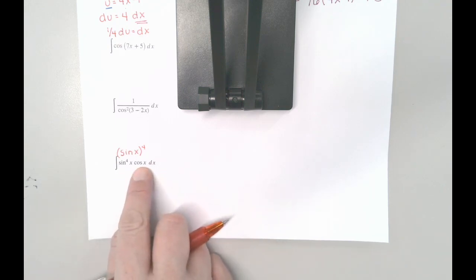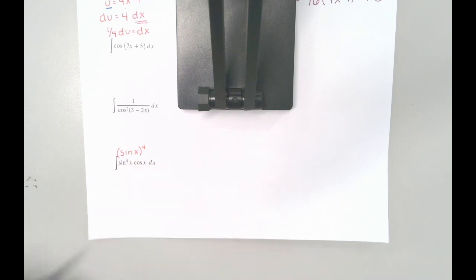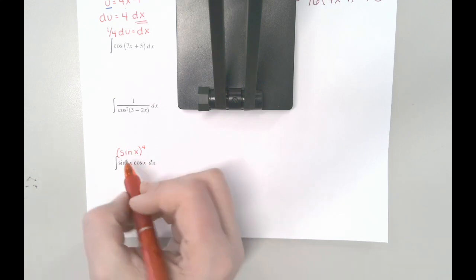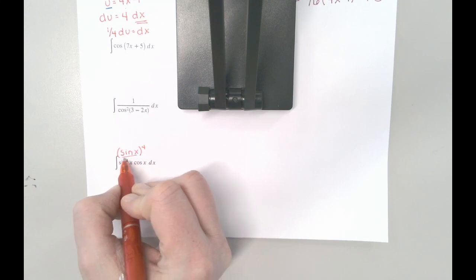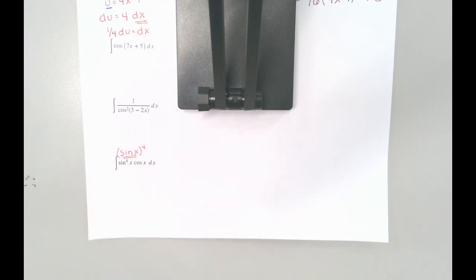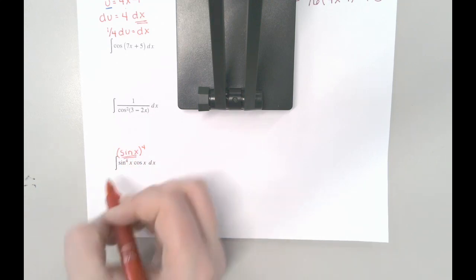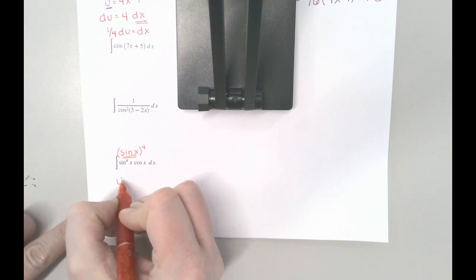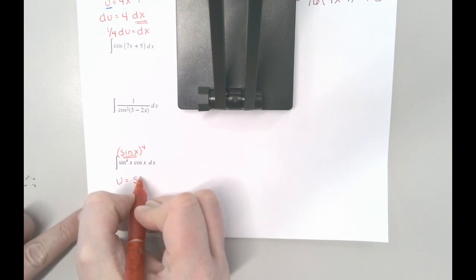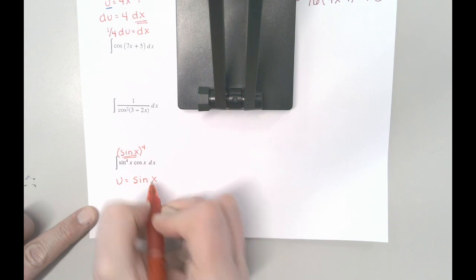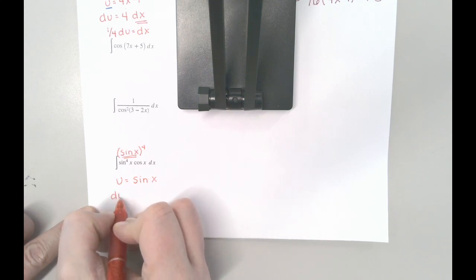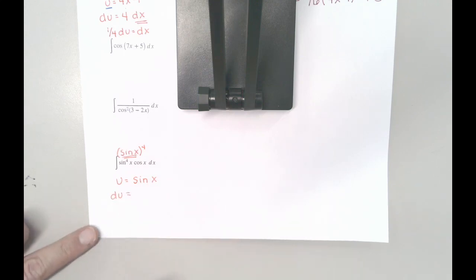So lots of people are drawn to this cosine x, and I know why. But what we want to do is look at this thing that's trapped inside this power of 4 function. Okay? So that's going to be my u. My u is going to be sine x. And now I'm going to take the derivative. This gets really tricky because we are leaping back and forth between derivatives and antiderivatives.